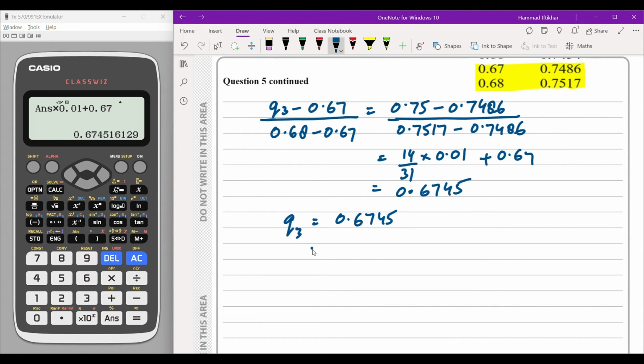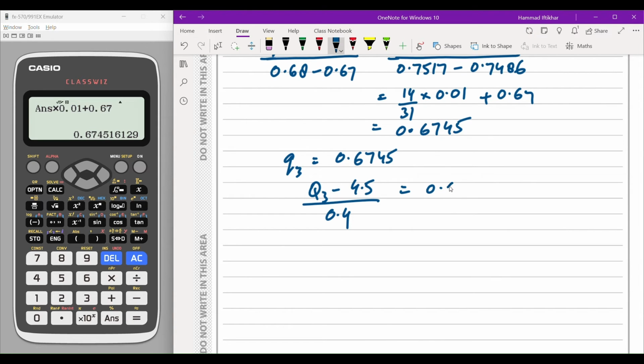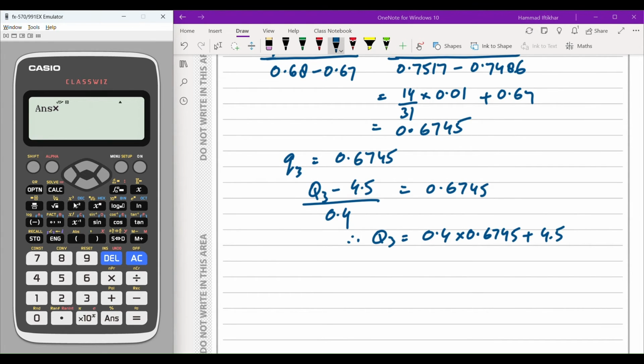So Z value of Q3 would be Q3 minus 4.5 over 0.4 equals 0.6745. So Q3 would correspond to 0.4 times 0.6745 plus 4.5. So answer times 0.4 plus 4.5. That is equal to 4.76 or 77, let's say.